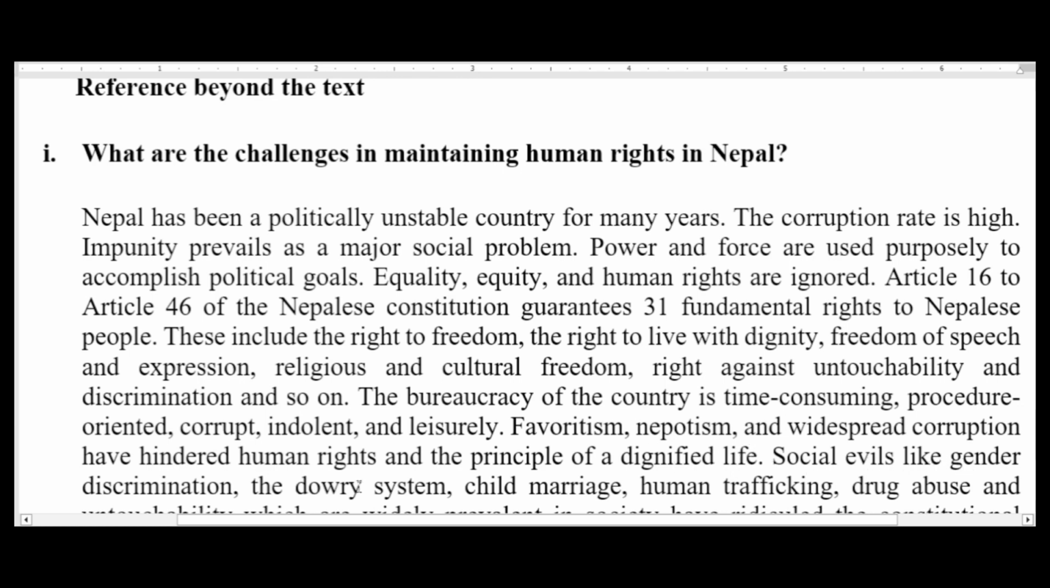Social evils like gender discrimination, the dowry system, child marriage, human trafficking, drug abuse, and untouchability, which are widely prevalent in society, have ridiculed the constitutional provision of human rights.